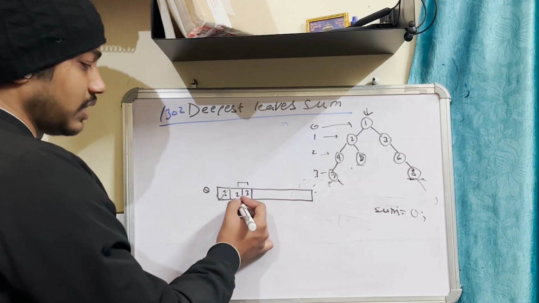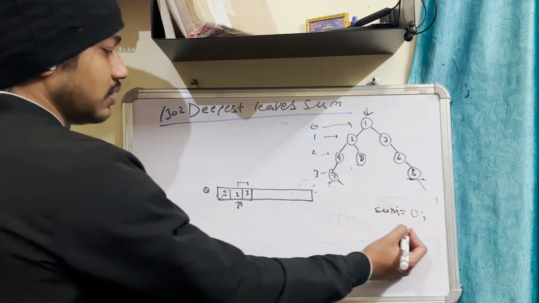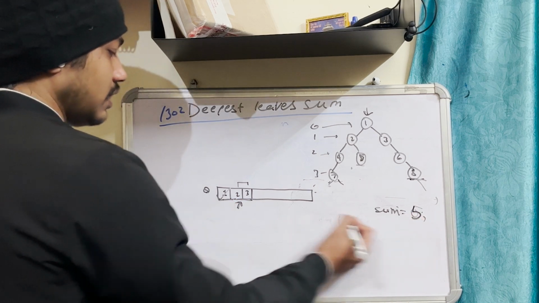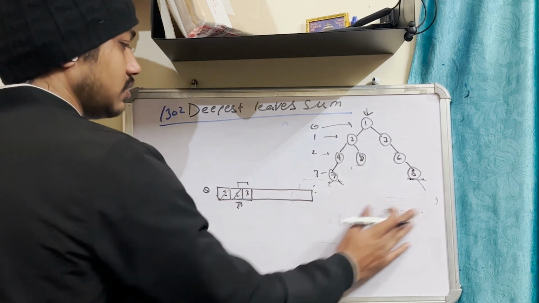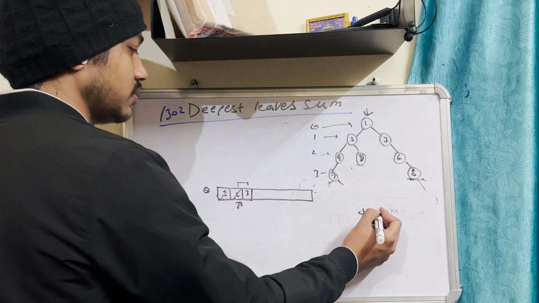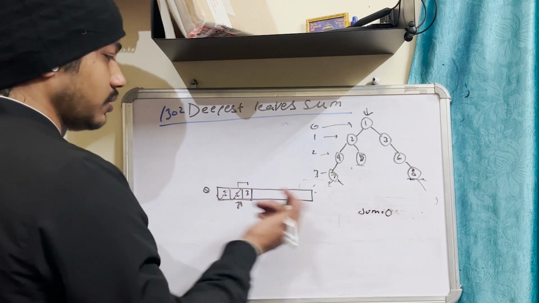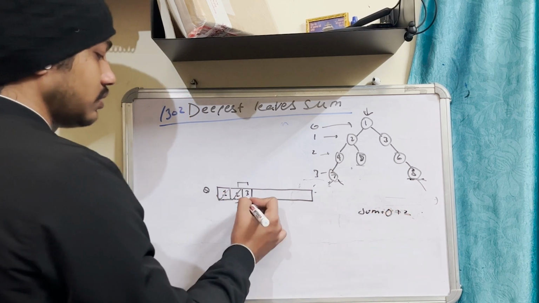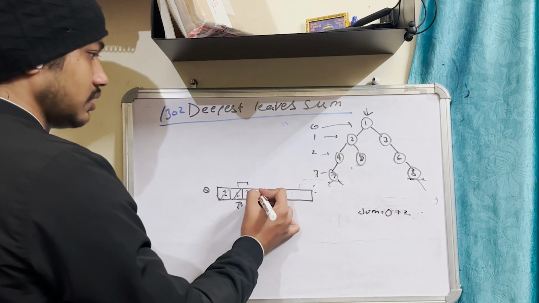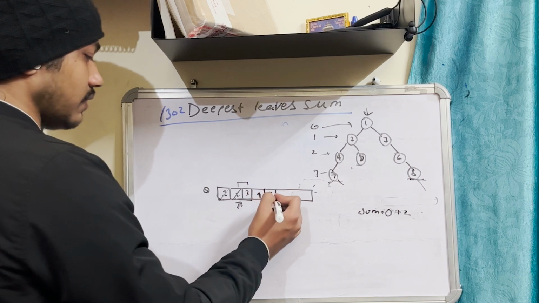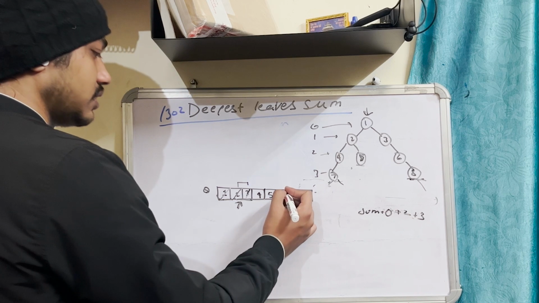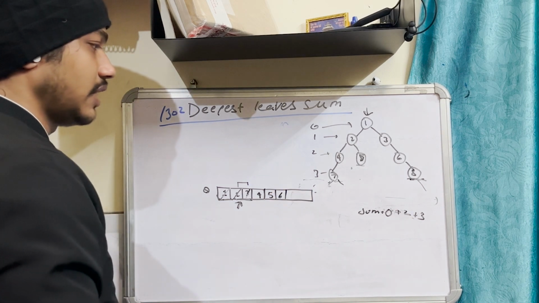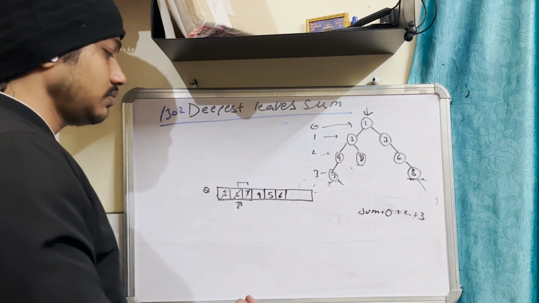We'll sum these values, which will be equal to 5. Let me write it again: sum was 0, then you pop 2, you add 2, and you push its children, which are 4 and 5. Then you pop 3, you add it in the sum, and you add its child 6.